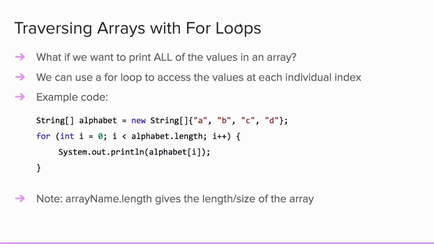Since our for loop's lower bound is 0, which corresponds to the starting index of the array, and our upper bound is alphabet's length, this for loop should print out all of the values in this array. Note that the length function gives the length or size of the array.